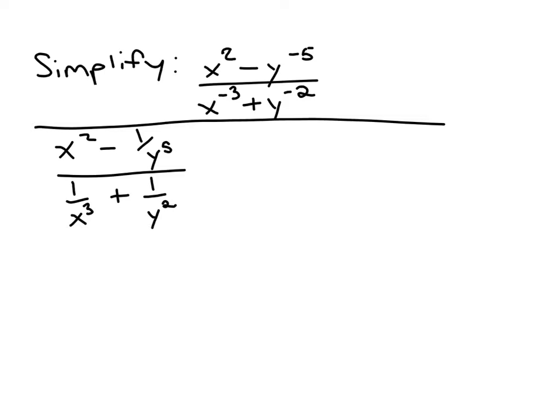So now what we're looking at is a complex fraction. That's what you call it whenever you have fractions within a larger fraction, like we do here. To simplify a complex fraction, it's best to multiply numerator and denominator by the least common denominator of these little inner fractions, the x cubed, the y squared, the y to the 5th.